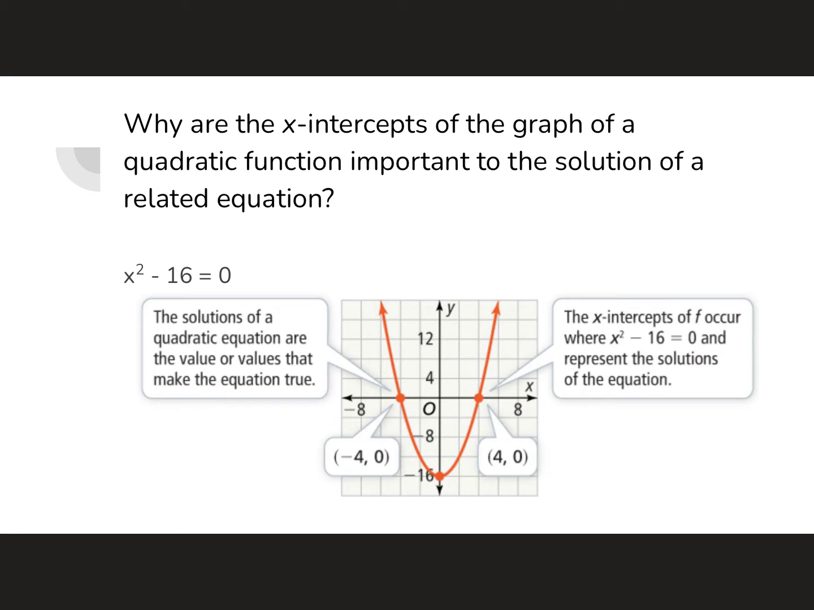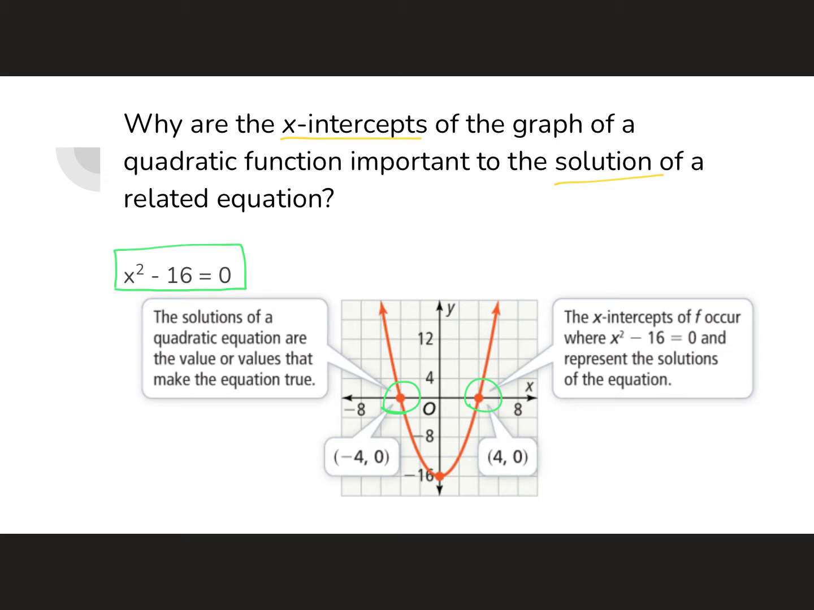So, first question is, why are the x-intercepts of the graph of a quadratic function important to the solution? First of all, we'll make sure you understand the x-intercepts are the points where the graph, well, you can't see that very well, can you? Let's try something you might be able to see. Where the graph crosses your x-axis, that's your horizontal axis. So this is a graph of x squared minus 16 equals 0.